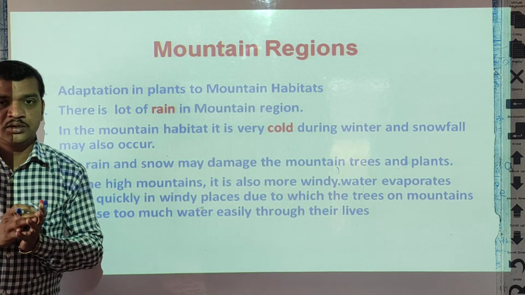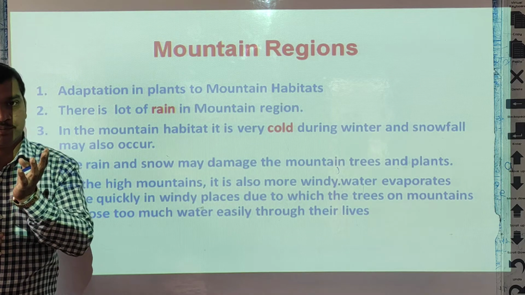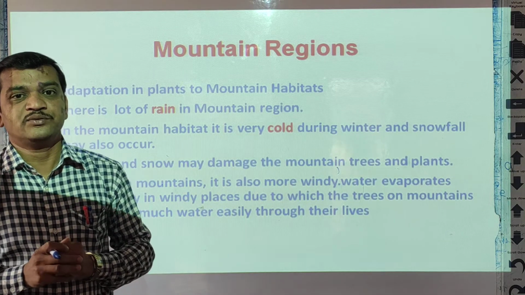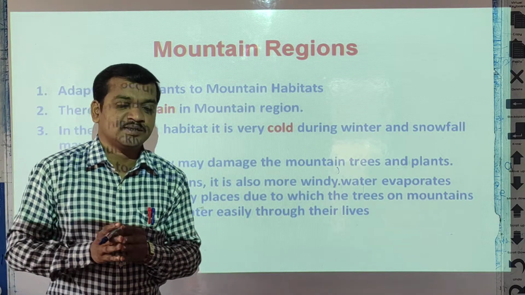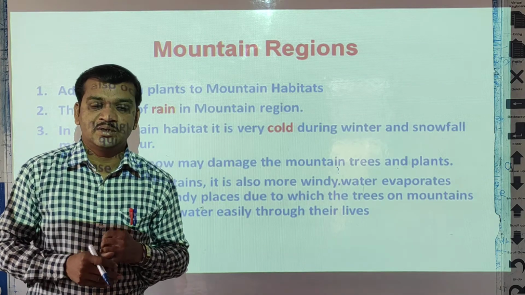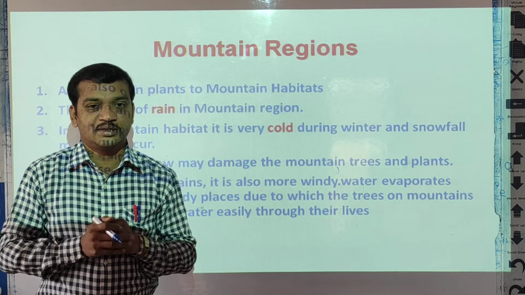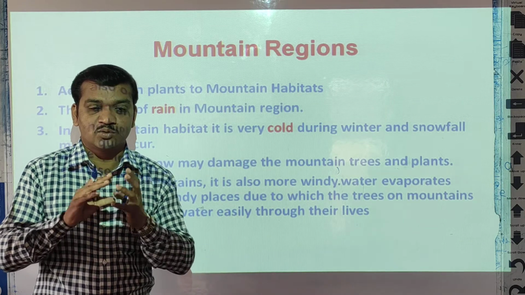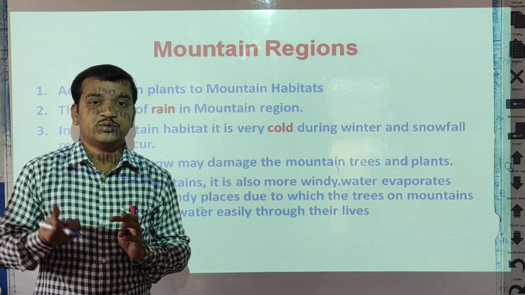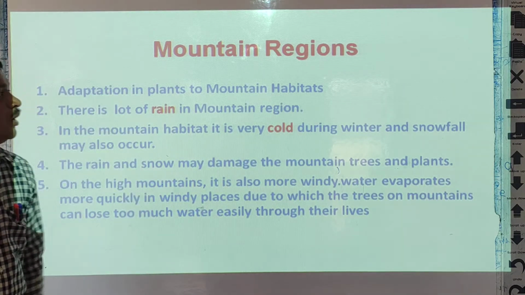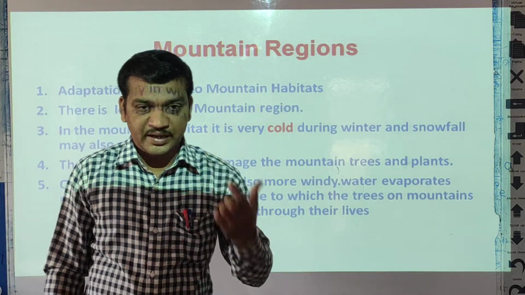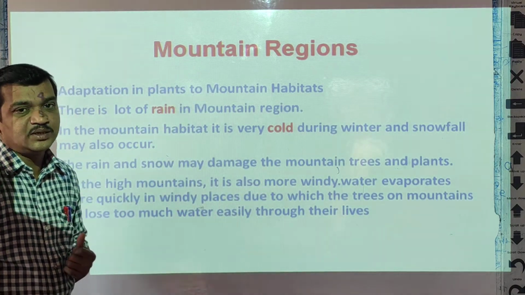Especially the mountain habitat is a very cold habitat. During the winter season it becomes too cold, and sometimes snow also falls. Due to the falling of snow, whatever water is present on the land freezes or becomes ice, and it is unavailable to plants. Now, how do plants survive in such conditions? They have to modify some characteristics in their body parts to adjust with the surroundings.